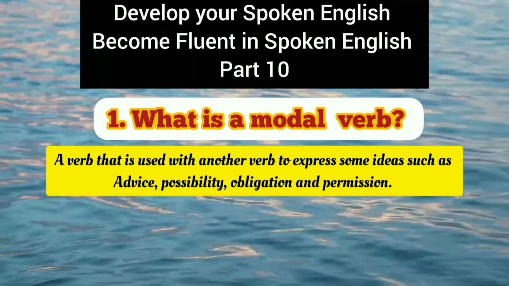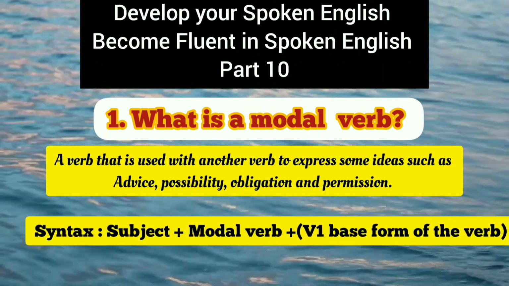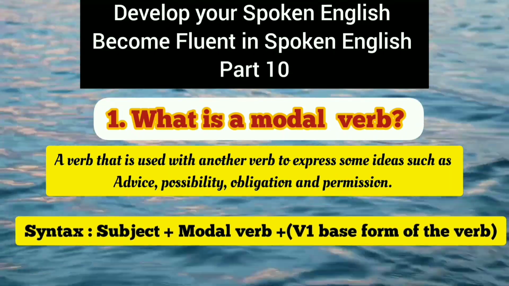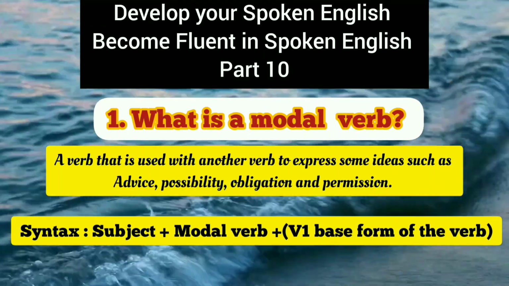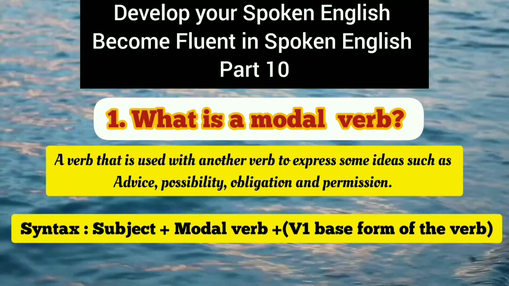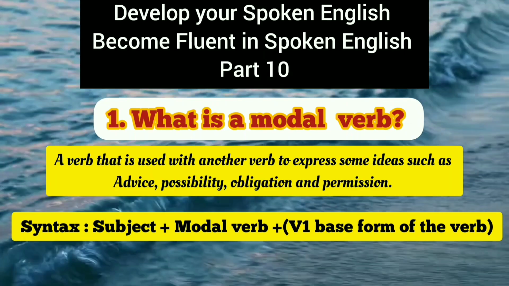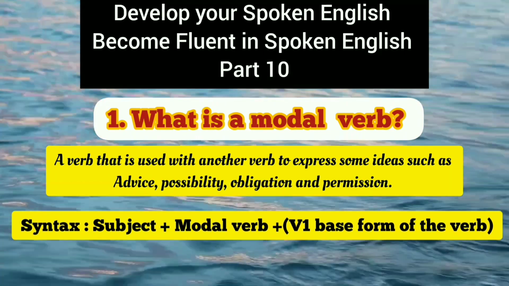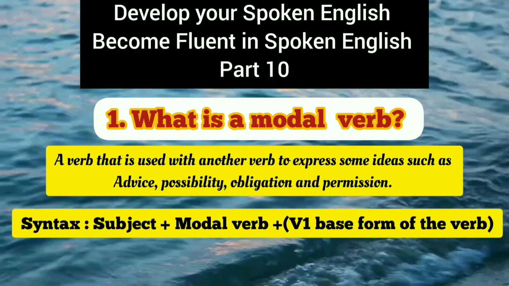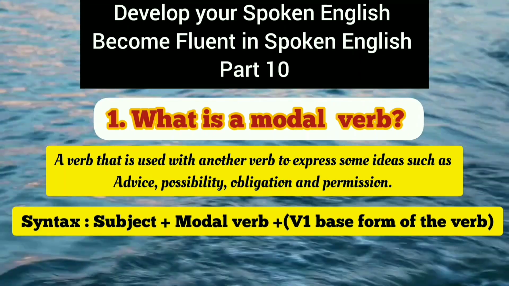So let's see the syntax. It's very important to see the sentence structure, how to form a sentence using a modal verb. As you see the syntax, at first we use subject plus the modal verb, the modal verb which you are going to use, and after that you use the base form of the verb or the V1 form, which is quite important. Just remember that after a modal verb we do not change the verb, we use it in the present form, that is the base form. So that's the syntax.